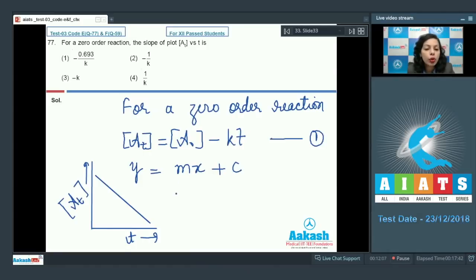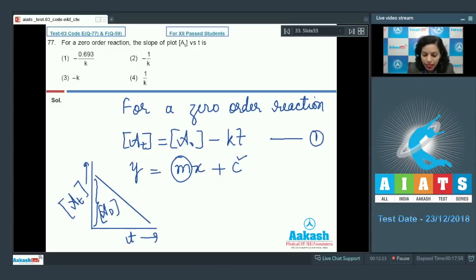So in this case, we just want to know what is the slope. The m value we just want to know here. C is the intercept value, that is a naught. It means this a naught value is here. This value is a naught.